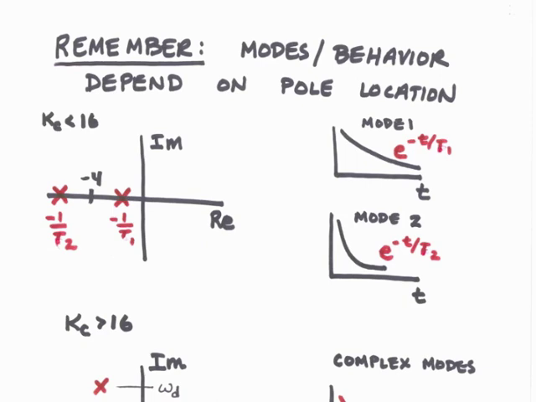Mode number 1 will be the slow mode. It will decay slower because its time constant is larger. The second mode, with the pole at -1 over t2, is referred to as the fast mode. It's the fast mode because its time constant, t2, is much less than the time constant of mode 1, which is t1.